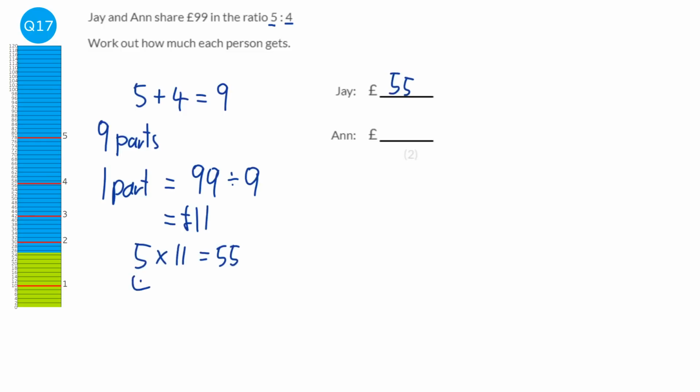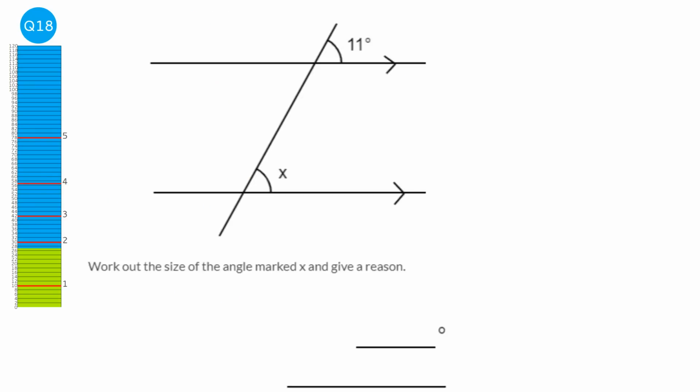And Anne has 4 piles of that money. So 4 times 11, which is 44. We can check this by adding the two together. And it should add up to the amount of money we have, which is 99, which it does.